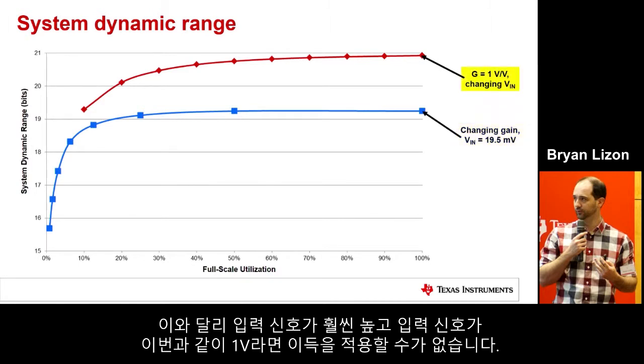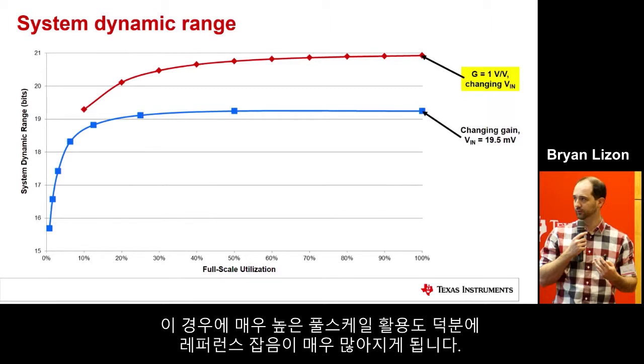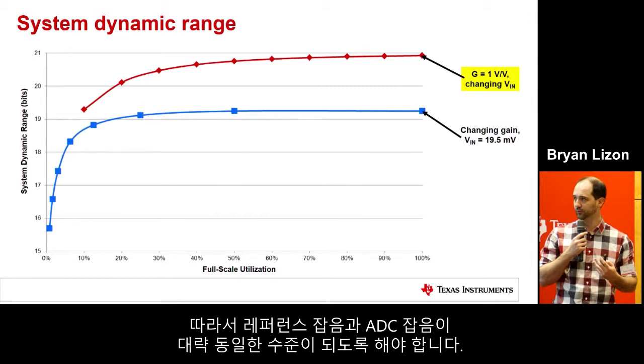Comparatively, when you have much higher input signals, in this case we had an input signal of about 1 volt, you can't apply a gain. Gain's not going to help you in this situation. Maybe you'll get a gain of 2, but it's not going to help you. So in this case, because you're going to get a really high full-scale utilization, that means you're going to get a lot of reference noise. So you want to make sure your reference noise and your ADC noise are approximately at the same level.